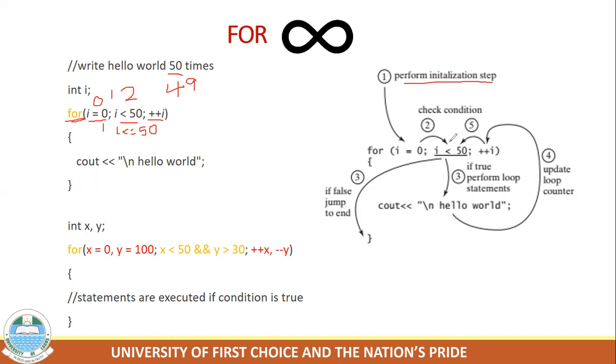The next step is you have to check: is my variable, or what I will say my counter, less than 50, my stopping value? Okay, 0 is less than 50. That is to say, yes, it's less than 50, and it's true. Now, the third step: if true, perform the loop. Then it displays "hello world" to the screen.